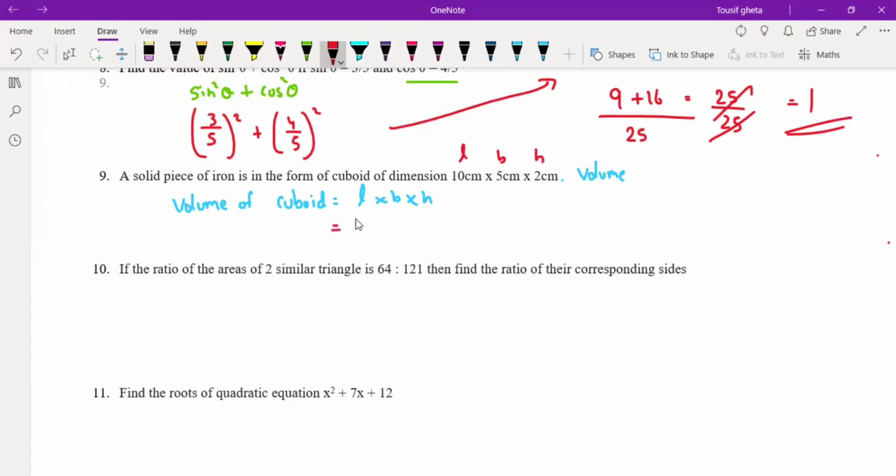So length is 10, the breadth is 5, and the height is 2. Multiply all, we get the value. 10 times 5 is 50, times 2 will be 100. Volume unit will be centimeter cube. The dimension is in centimeters and the unit will be in the form of a cube. So centimeter cube is the unit of volume.